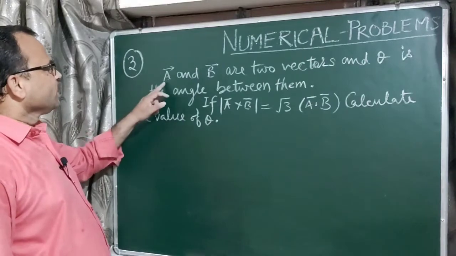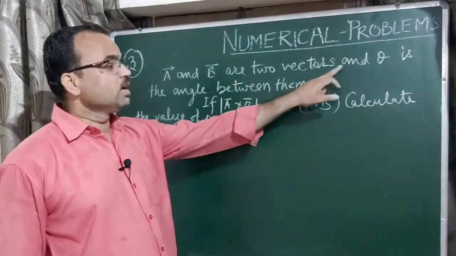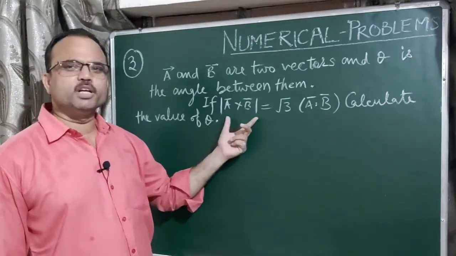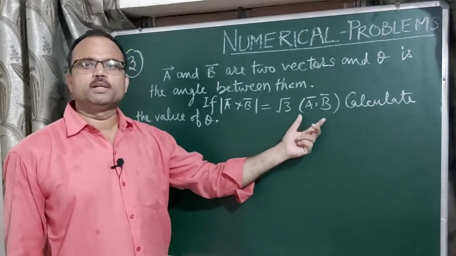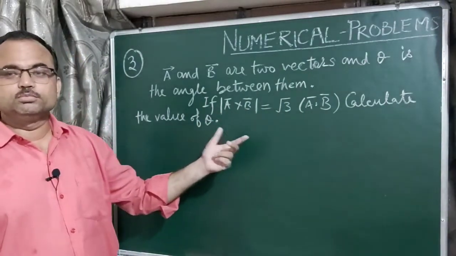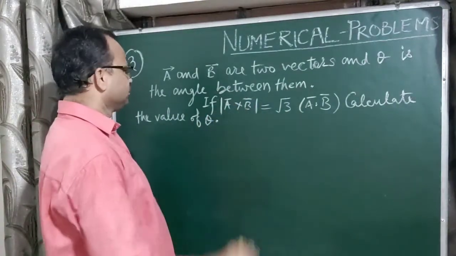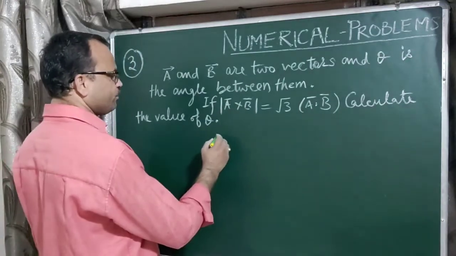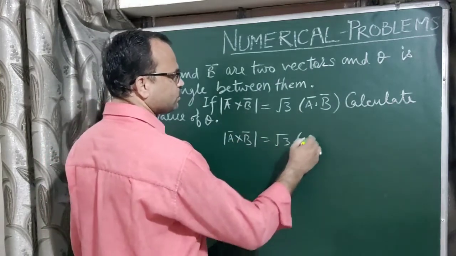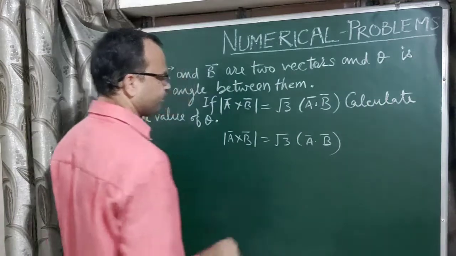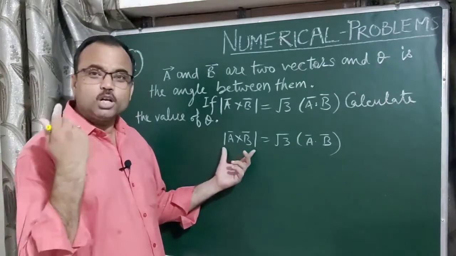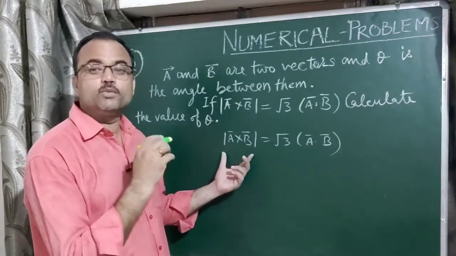Now see question number 3. A vector and B vector are two vectors and theta is the angle between them. If |A vector cross B vector| is equal to under root 3 times A vector dot B vector, then calculate the value of theta. So we have to calculate the angle between A vector and B vector. Here |A vector cross B vector| equals root 3 times A vector dot B vector, it is given. As we know that A cross B is equal to AB sin theta. Mod means only magnitude, no need to show the unit vector or its direction.